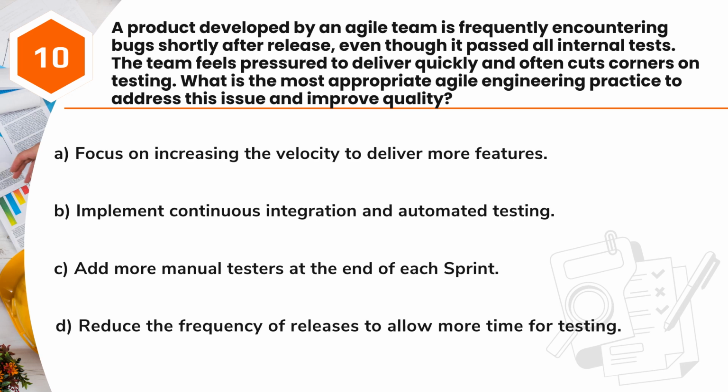Question 10. A product developed by an Agile team is frequently encountering bugs shortly after release, even though it passed all internal tests. The team feels pressured to deliver quickly and often cuts corners on testing. What is the most appropriate Agile engineering practice to address this issue and improve quality? A. Focus on increasing the velocity to deliver more features. B. Implement continuous integration and automated testing. C. Add more manual testers at the end of each sprint. D. Reduce the frequency of releases to allow more time for testing.